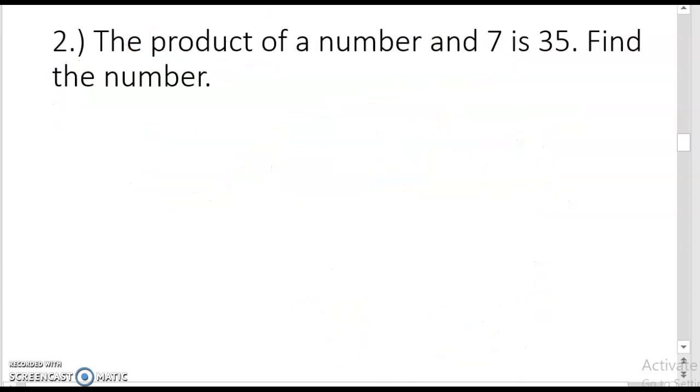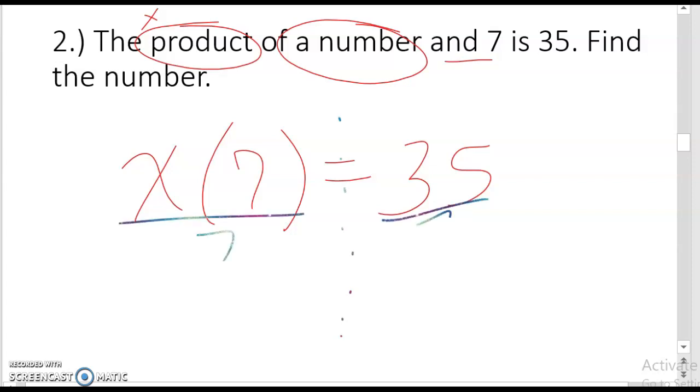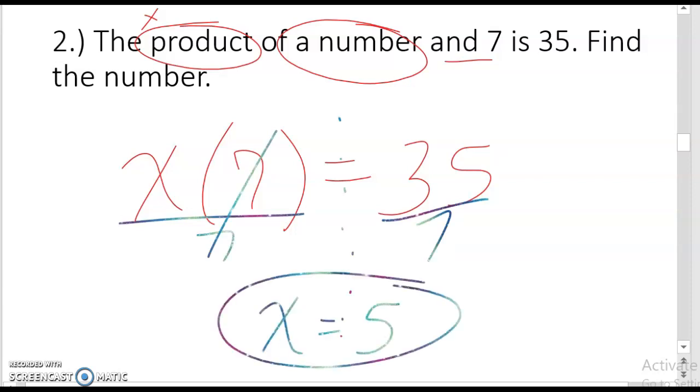Let's do another one. The product of a number and 7 is 35. Find the number. Okay, product means to multiply. So I'm going to take a number, let's call it x, and multiply by 7, a number and 7, and it is 35. Again, we can use our inverse operations just like we did last time. 7 times x. The opposite of multiplication is division. So if I divide both sides by 7, my unknown value is 5, because 35 divided by 7 is 5. Now that should make sense. The product of 5 and 7 is 35 because 5 times 7 is 35.